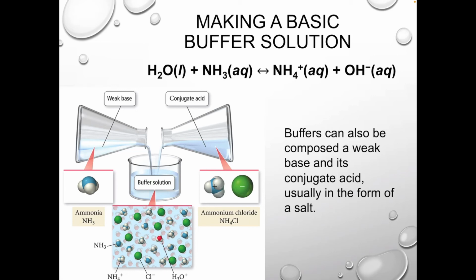Okay, we don't always want it to be acidic, but you would do it the exact same way. You would have now a weak base and its conjugate acid. Okay, but again, you have to have both of those pieces in order to have a buffer.